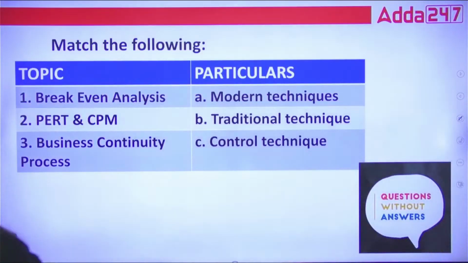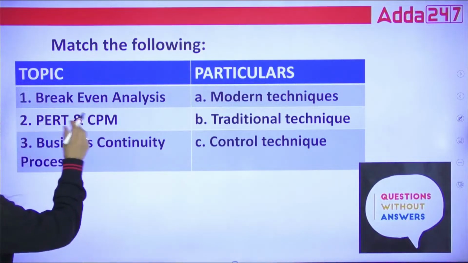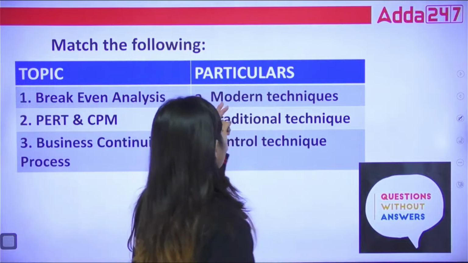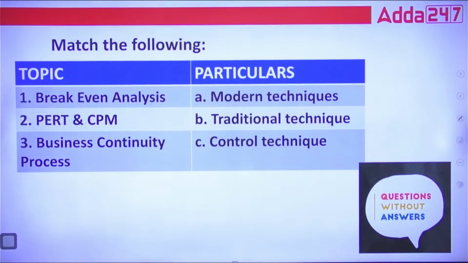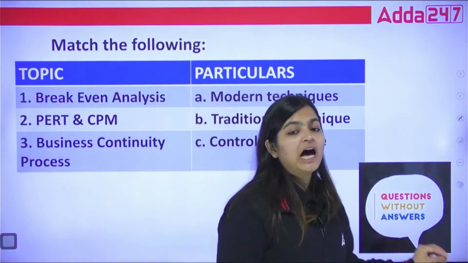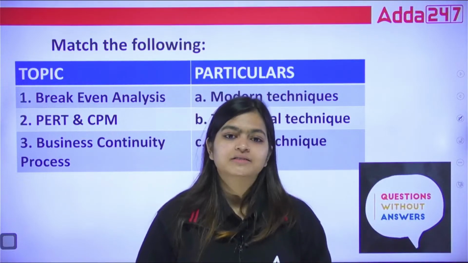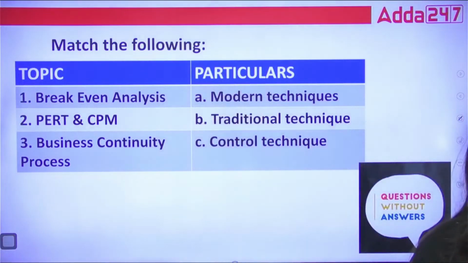Now, the next format we are going to see is match the following. Topics: break-even analysis, PERT and CPM, business continuity process. What are the particulars we have? Modern technique, traditional technique, control technique. And remember one thing, this is a without-options question. In this, we need to write which is the correct scenario, which is actually the correct topic and particulars.